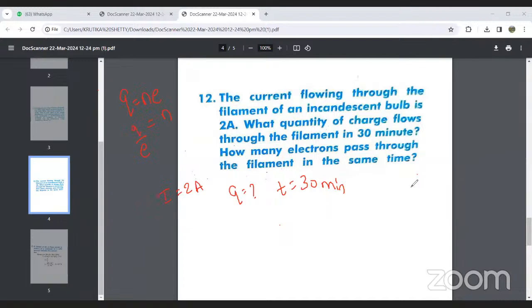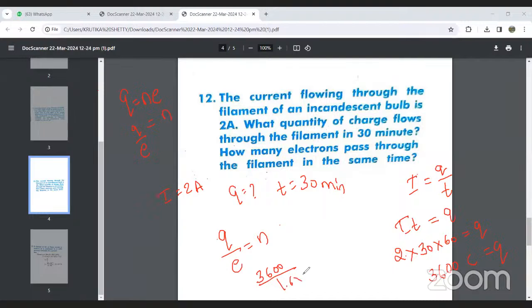But first see what Q comes to, because charge is not given there. So we can use the current equation here. Charge is equal to I into T. What is the I value? I value is 2 ampere. Then what is the time value? It is 30 minutes. So take it in seconds, 30 into 60, which is equal to Q, 3600 coulomb. This is the charge value. So what does n come to? Q by E is equal to n, and this is 3600 divided by 1.6 into 10 raised to minus 19. Just check and tell me the value of n.